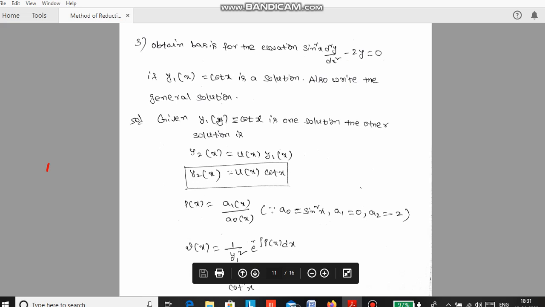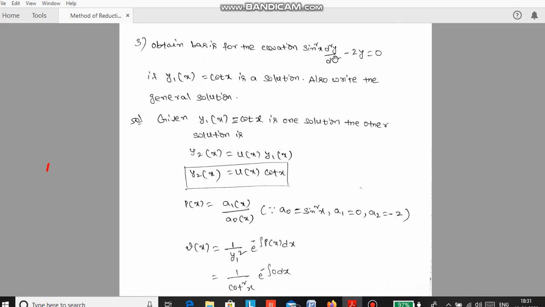See the next third example. Obtain basis for the equation sin square x d square y by dx square minus 2y is equal to 0, if y1 of x is equal to cot x is a solution. Also write the general solution. So see the question once again.